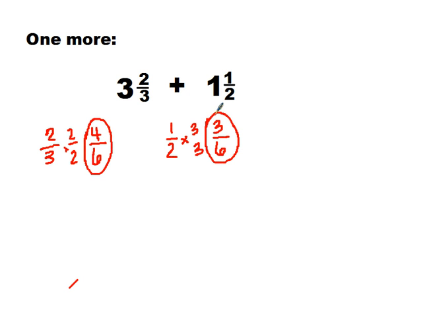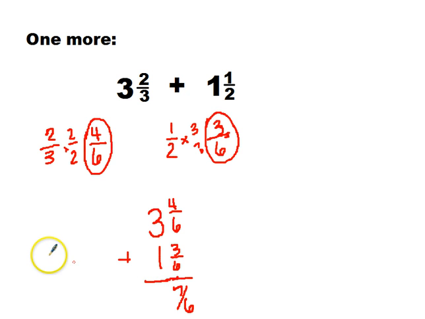So let's rewrite this problem real quick and get it ready to solve. There we go. Okay, 4/6 plus 3/6. 4 plus 3 is 7. So there we've got our 7/6, and 3 plus 1 is 4.